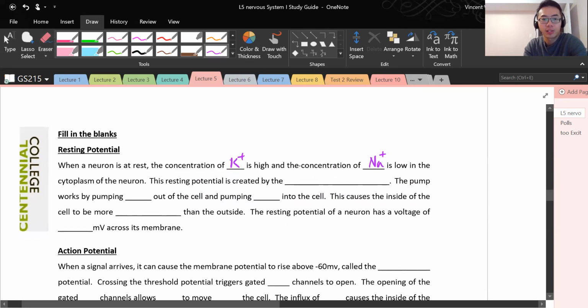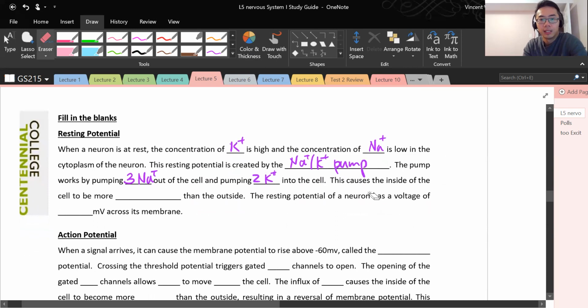This resting potential is created by the sodium-potassium pump. The pump works by pumping 3 sodium out of the cell and pumping 2 potassium into the cell. And this is, again, active transport. It uses ATP. This causes the inside of the cell to be more negative than the outside. The resting potential of the neuron has a voltage of minus 70 millivolts.